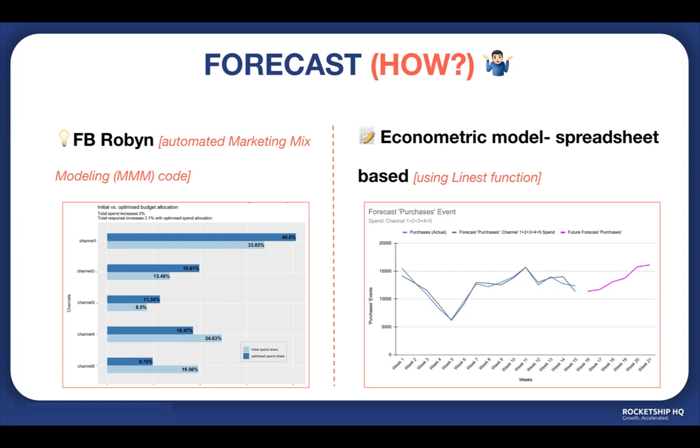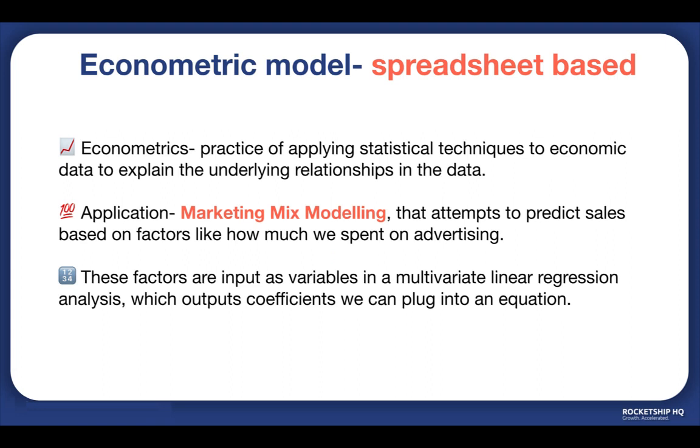Now, let's look at the ways we aim to do forecast here. There are multiple ways through which we can do that, but here we focus on two methods. The first one being Facebook Robyn, which is an automated marketing mix modeling code that runs on RStudio. And the second, which we will be discussing in detail, is the econometric model, which is a spreadsheet based model. We will talk about Robyn in a subsequent video, but for now, we will focus on an econometric model in Google Spreadsheets.